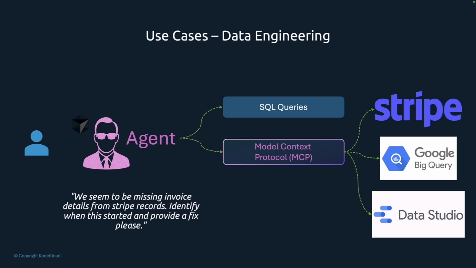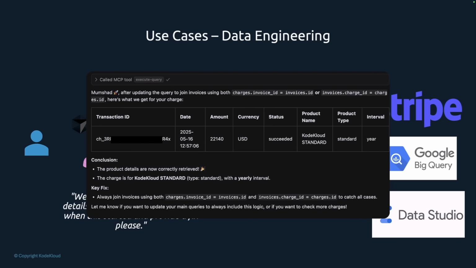And finally, a really cool use case is in data engineering. By providing an MCP server read-only access to our data, using the Stripe, BigQuery, and Data Studio MCP servers, we could now ask specific questions about missing data and transactions, and the AI agent can dig in and identify the root cause of such issues by combining information from these different sources.